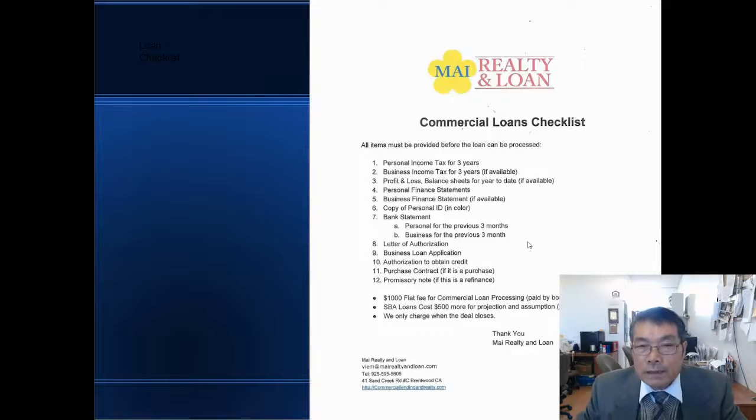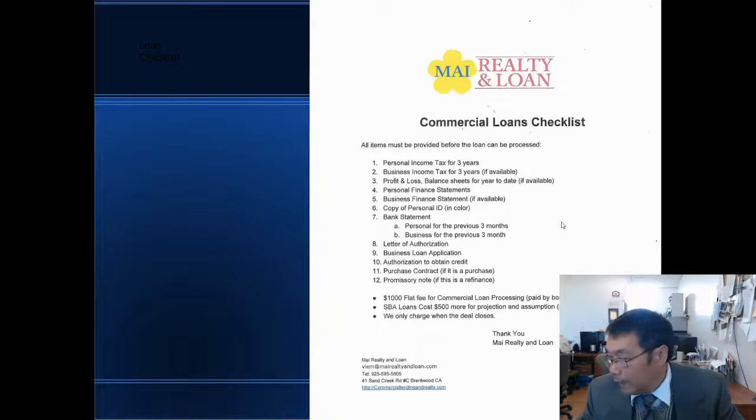This is the commercial loan checklist. You need the personal tax returns for 3 years, business income tax returns for 3 years, and profit and loss and balance sheet for the year to date. That means if today is February 12, we need from January, at least 1 month, of balance sheet and profit and loss. Also the personal financial statement, business financial statement if available, and a copy of ID, caller ID.